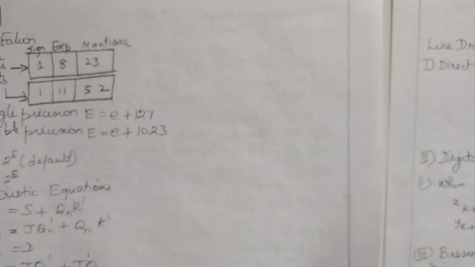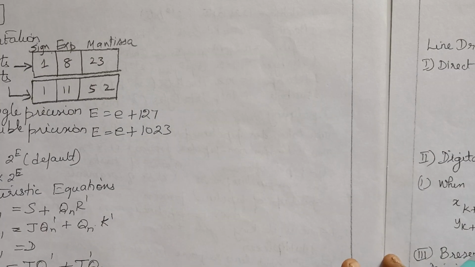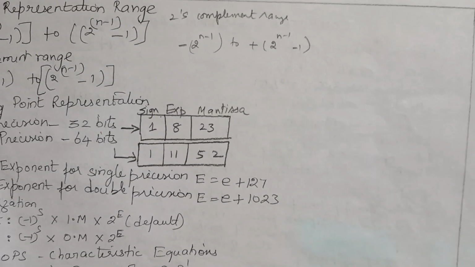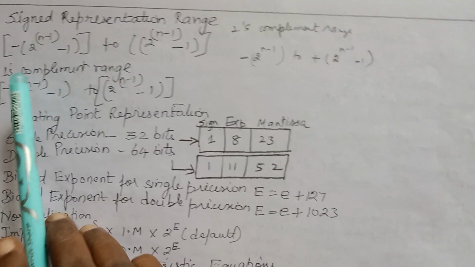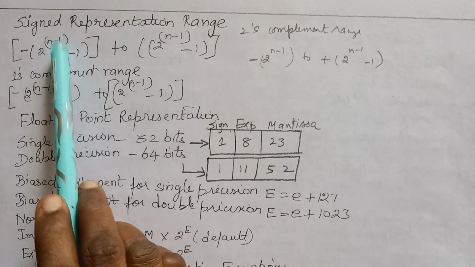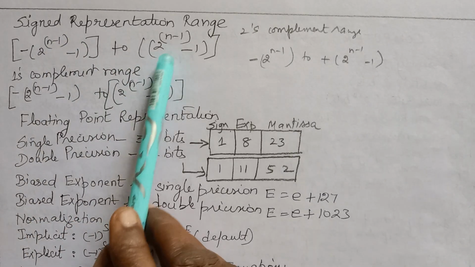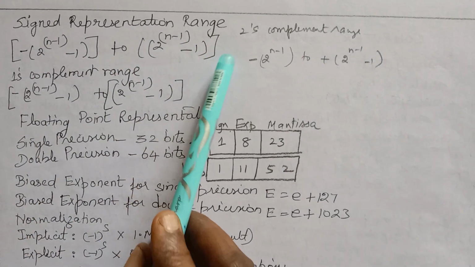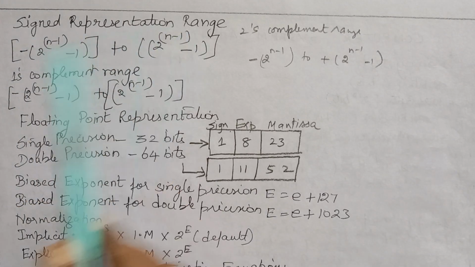Next is signed representation range. So you need to know what is the range of the signed representation. It is minus (2 to the power n minus 1, minus 1) to plus (2 to the power n minus 1, minus 1). So you need to know the range of the signed representation.